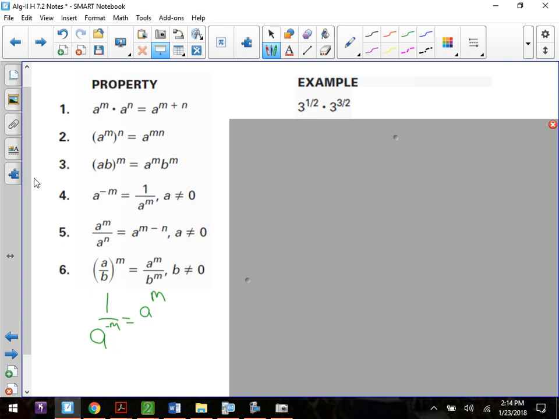Last time I checked, 3 and 3 would have to be the same number. Convenient how that works. So if I have 3 to the 1/2 and 3 to the 3/2, same base, different exponents, I'm multiplying. What do I do with the exponents? Add them together. What's 1/2 and 3/2? 4/2, otherwise known as 3 to the 4/2, which is 3 squared, otherwise known as 9.